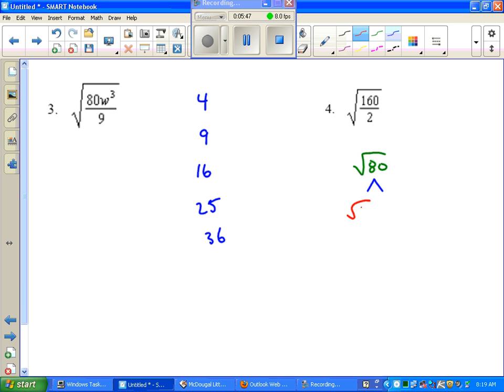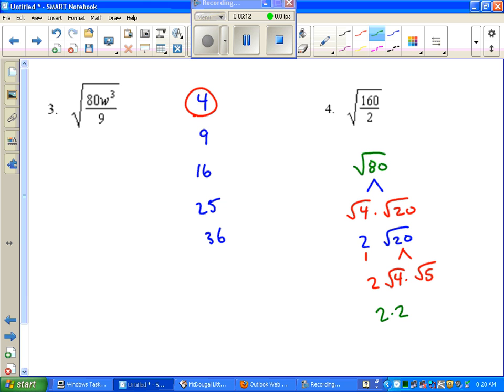The square root of 4 times the square root of 20, because 4 times 20 is the number 80. The square root of 4 is the number 2 times the square root of 20, and clearly when we look at the square root of 20, there's another perfect square you can multiply by to get 20. The square root of 4 times the square root of 5. Make sure you bring down your 2. So what you wind up with is 2 times 2. Notice the square root of 4 is not square root of 2. It's just 2 times the square root of 5. And when you multiply 2 times 2, you have 4 times the square root of 5. So that is your simplified answer.